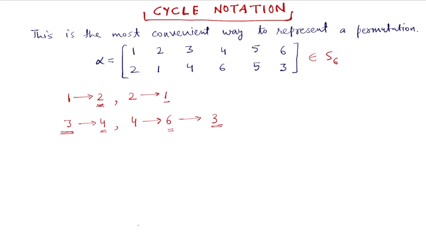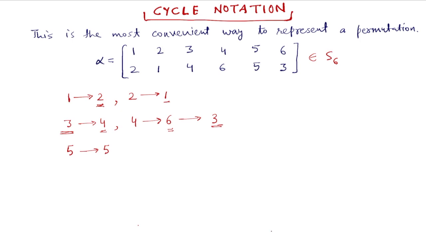So we have completed 2 cycles now, and in 2 cycles we have consumed 5 symbols 1, 2, 3, 4 and 6. The remaining symbol is 5. So let us start with 5 and under alpha 5 goes to 5. So all symbols are consumed now and we have made 3 cycles.